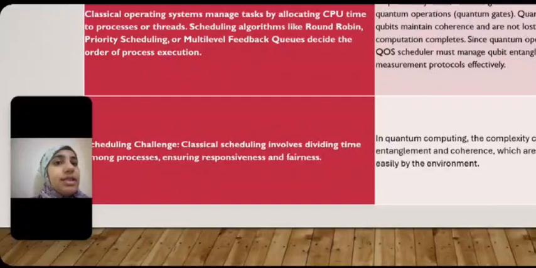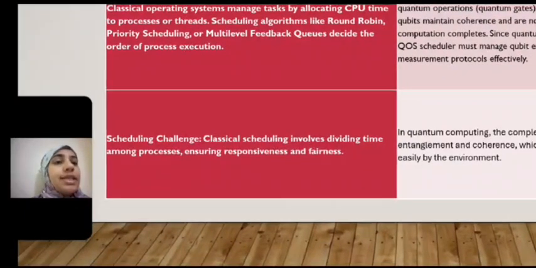And of course, there are challenges. In classical scheduling, the OS divides time among processes, ensuring responsiveness and fairness. Yes, because for example, if you search for a book in the library or try to solve a chess game, you will try every way to reach your goal, and you will spend time to reach every goal.